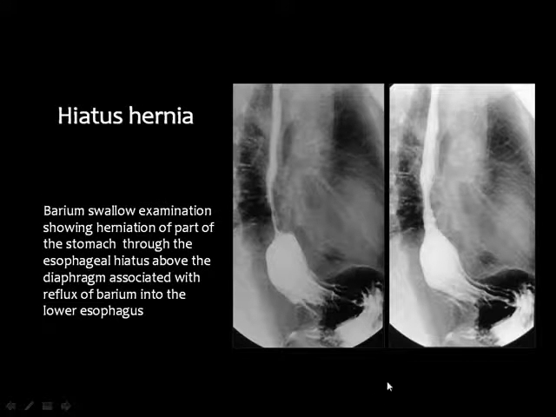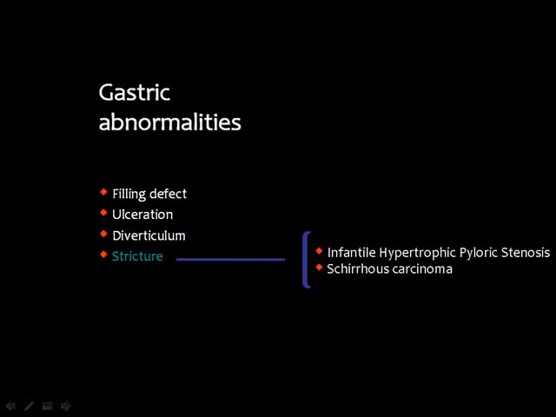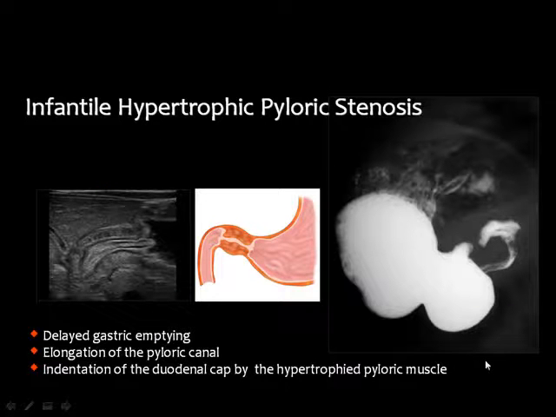And this is also an example of hiatus hernia with gastroesophageal reflux, showing part of the stomach in the lower part of the thoracic cavity. Then concerning the strictures in the stomach, we have two main types. The first one is due to infantile hypertrophic pyloric stenosis, and the second one is due to scirrhous carcinoma of the stomach. And this is the classic appearance of hypertrophic pyloric stenosis.